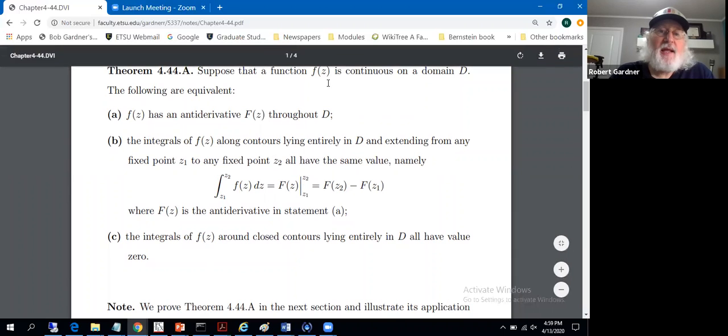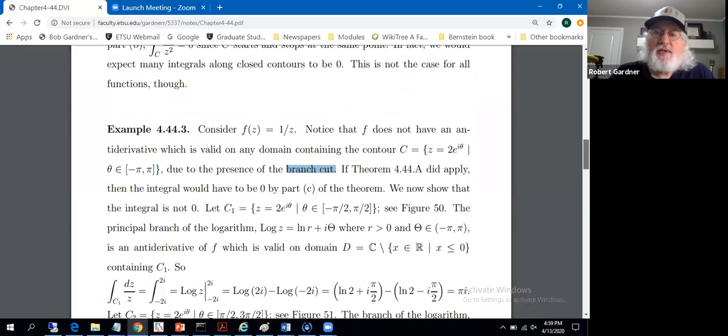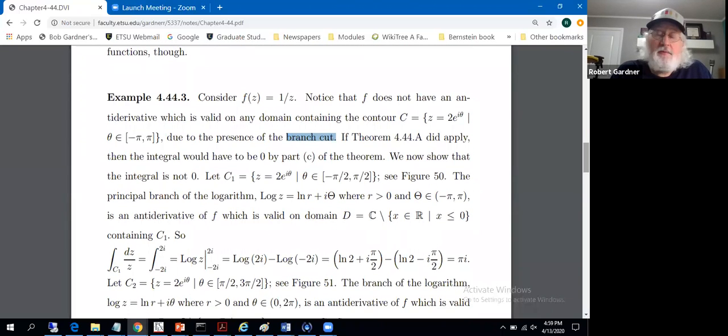And that can't be done if we're going to have a contour lying entirely inside D and use, say, part 2. So let's do what we can with this one. And the 1 over z function, I can't use that theorem on this one. If I could, this integral would be 0, by part C or part B. So we're going to show the integral ain't 0.